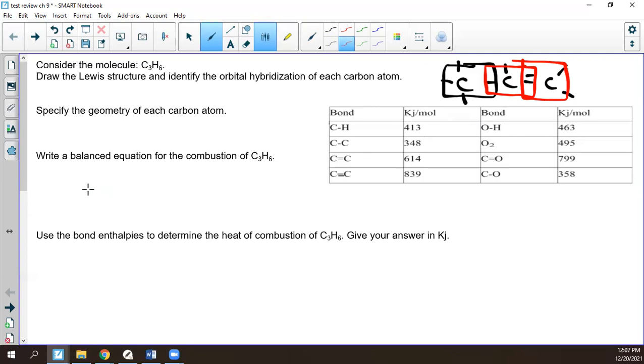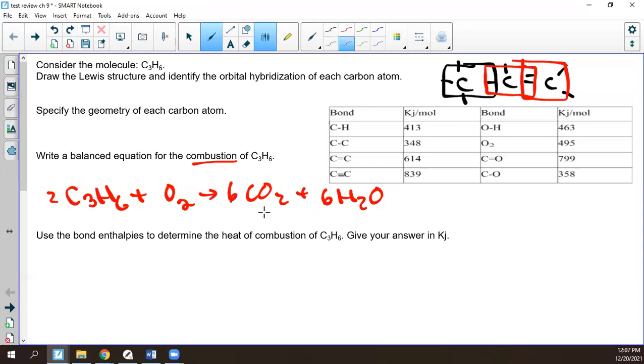Balanced equation, C3H6 plus O2 goes to CO2 plus H2O. Correct? All right, it's a combustion reaction, so you should know that means it reacts with oxygen. It forms carbon dioxide and water. 2, 9, 6, 6. Okay. All right, I won't do this whole problem just because it will take forever.